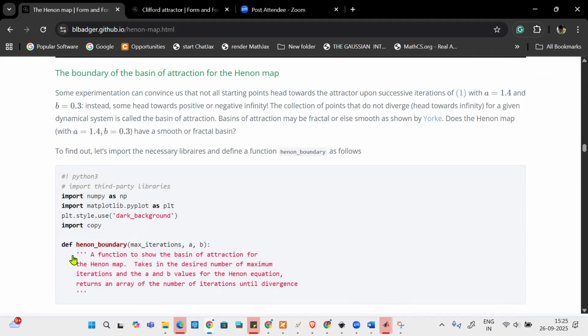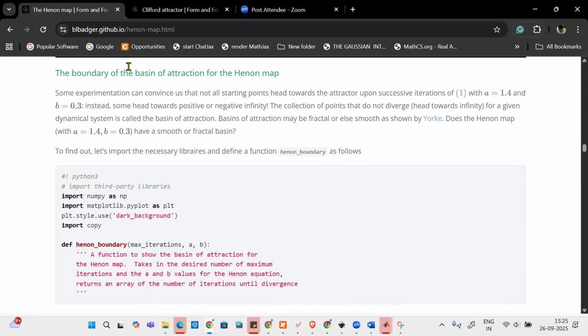So we wanted to know which initial condition gave a strange attractor and which gave a chaotic attractor, or which initial condition diverged. In order to do that, we have to see something known as the basin of attraction. That's like a heat map plot on the set of initial conditions.